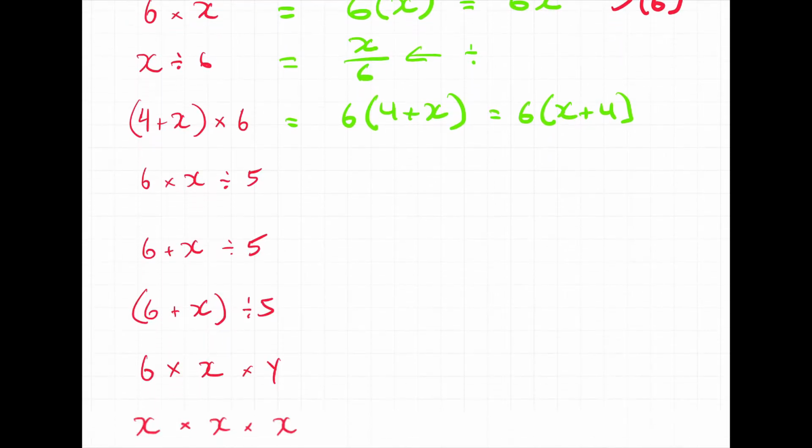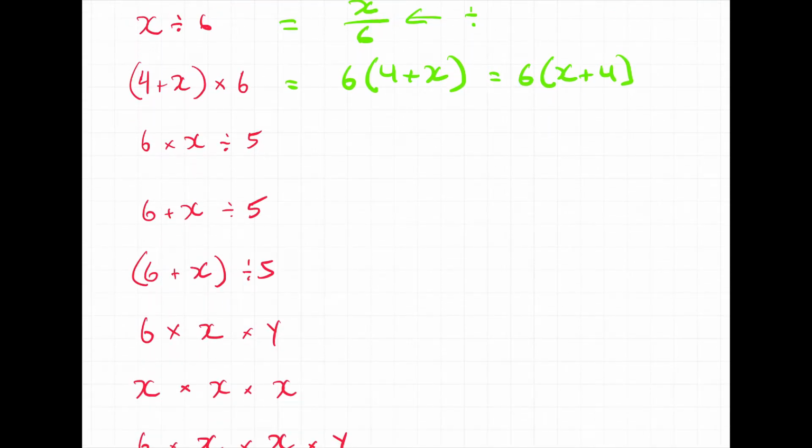Okay, the next one says x times 6 divided by 5. So there are no brackets and it's only multiplication and division. And according to BEDMAS, we're just going to move left to right. Now what is 6 times x? It is 6x. Divided by 5, it's the line with the 5 underneath it.